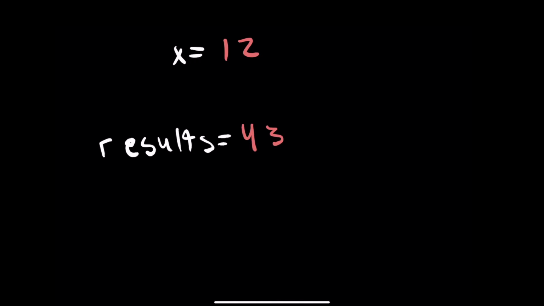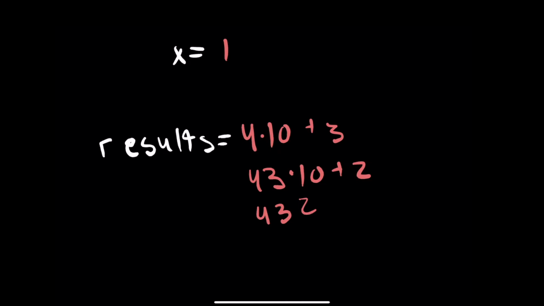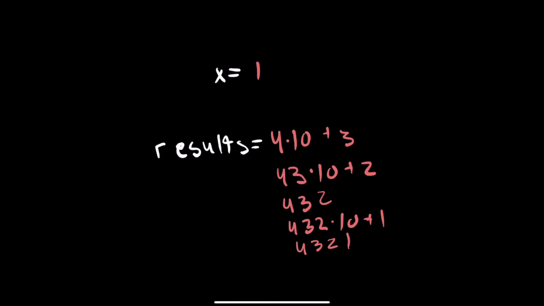We can do that by multiplying results by 10 and adding our 3, which gives us 43. Now we can do the same for 2 by multiplying by 10 and adding 2, which gives us 432. And divide x by 10 to get rid of the 2. Lastly, we do it for the 1. So 432 times 10 plus 1 is our final answer, 4321, which is exactly what we want. But sadly, it's not as simple as that, because in our process of adding, we need to check for integer overflow.